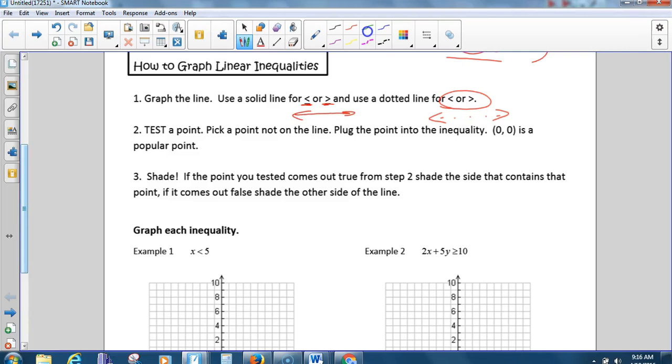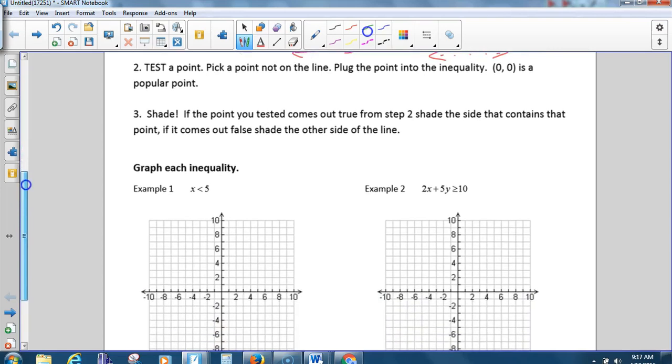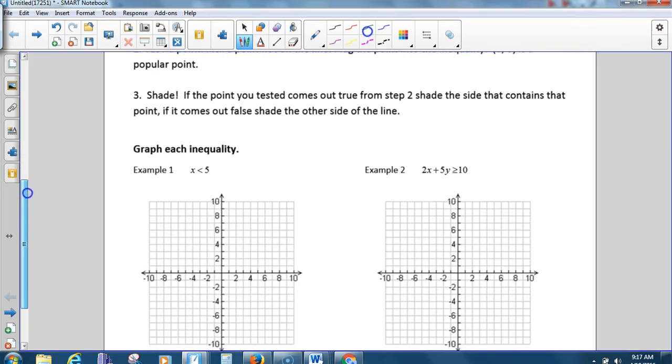Then we're going to test a point, not on the line, and plug it in. 0, 0 is a very popular point, and I use that every time unless the line goes through the origin, because it's the easiest numbers to plug in, and it makes your variables disappear. And then shade. So we shade wherever the region is true. If we test a point and we get a true statement, we shade there. If we get a false statement, we shade the other side.